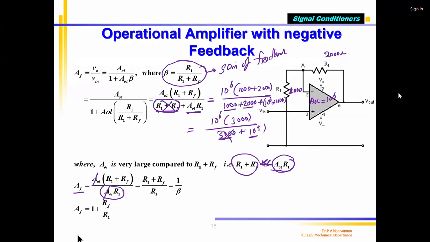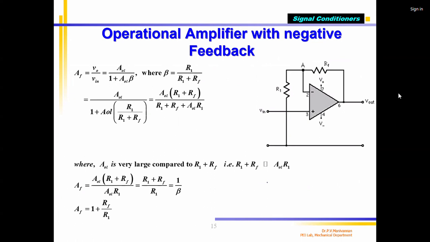That means you can see that now my AF is free from AOL. So what is my output? V0 equal to AF into V in. Correct? In my AF formula, do you see AOL? No. I can ignore AOL only when AOL is very large. If it is infinity, better. But as the number gets bigger, this part is ignored. Still it is there, but the value is very small.